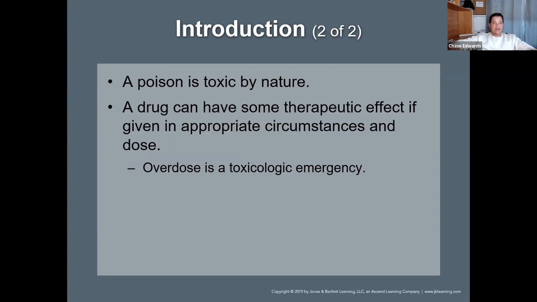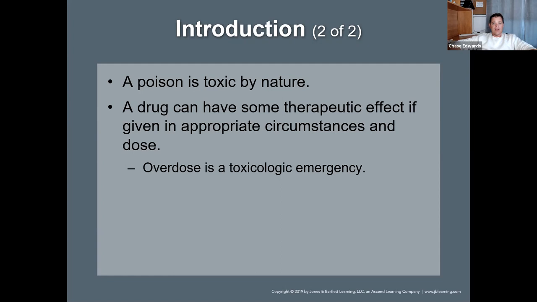A poison is a substance that is toxic by nature, no matter how it gets into the body or in what quantities. At minimum, it will make a person ill. Okay? At worst, it's going to kill the person.